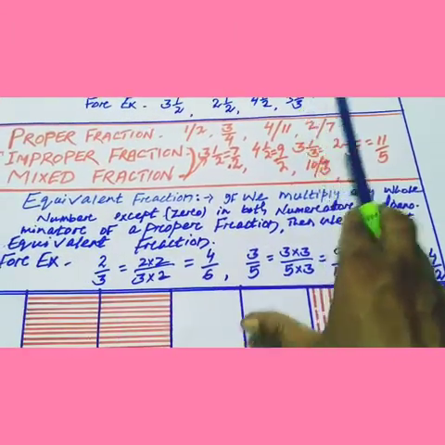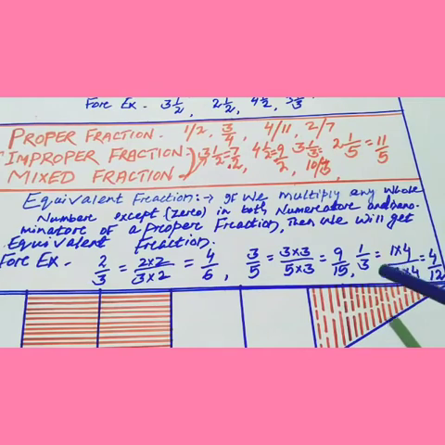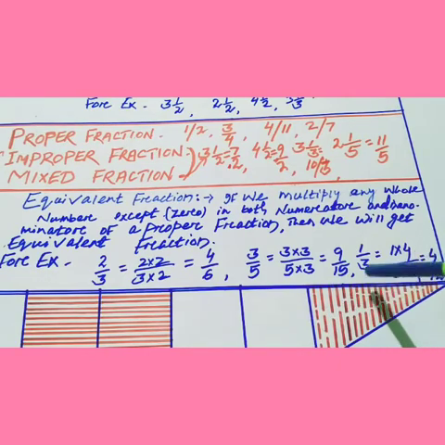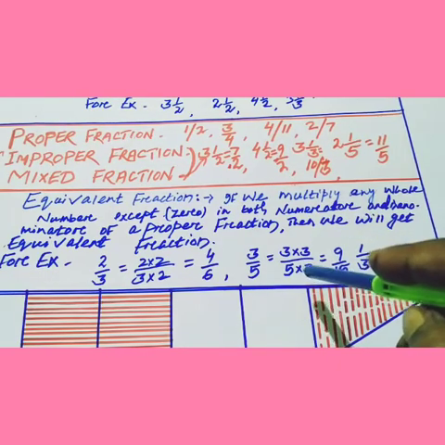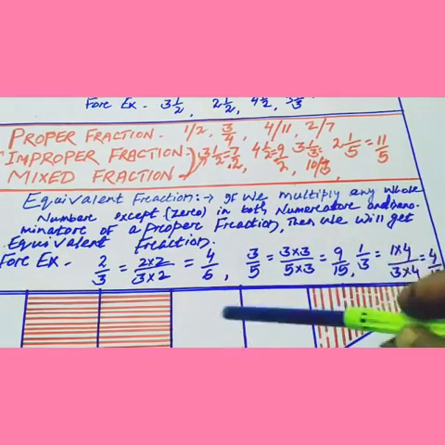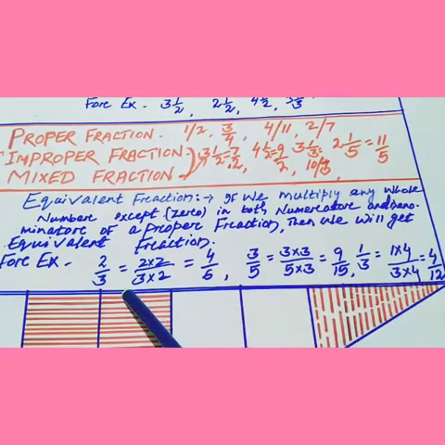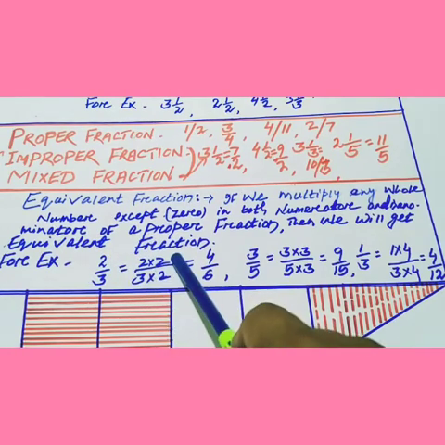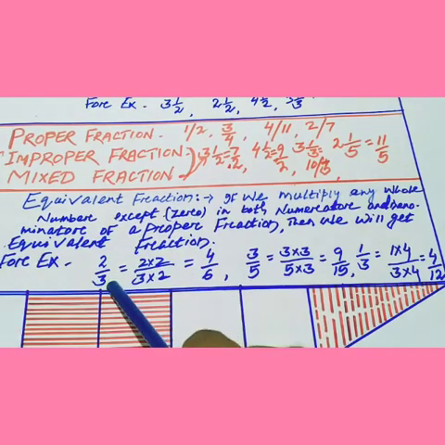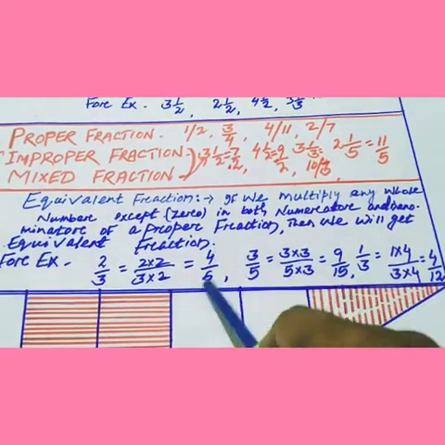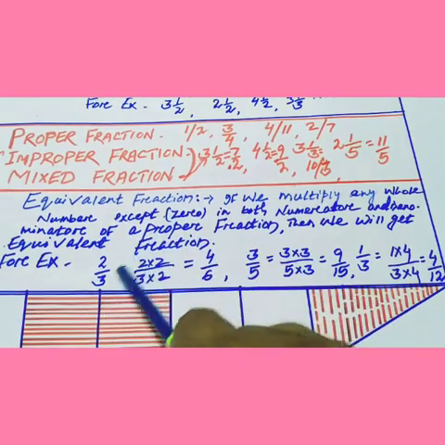What is equivalent function? If we multiply any whole number in numerator and denominator, we will get another new function that is equivalent of the original function. For example, 2 by 3. Here we will multiply 2 in both numerator and denominator. So the numerator is 2, 2 into 2, divided by the denominator 3, so 3 into 2. We will get 4 by 6. So 4 by 6 is the equivalent function of 2 by 3.